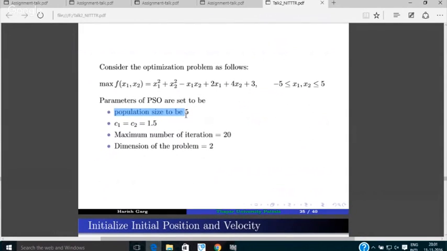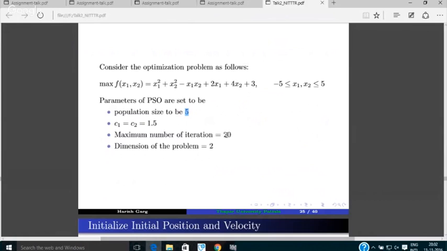In this particular file, I am choosing the population size to be 5. But in general, whenever you work on your research problem, the population size is at least 25 or 30, depending on the problem. C1 and C2 are not random numbers; these are acceleration coefficients. I'm just choosing 1.5, 1.5. For the sake of simplicity, you can choose 1.3, 1.5, 2.3, 2.0, whatever.